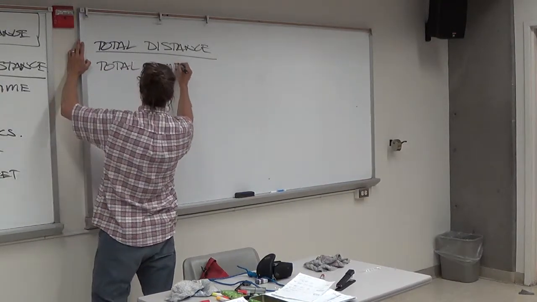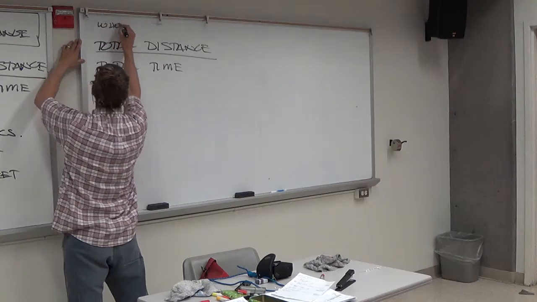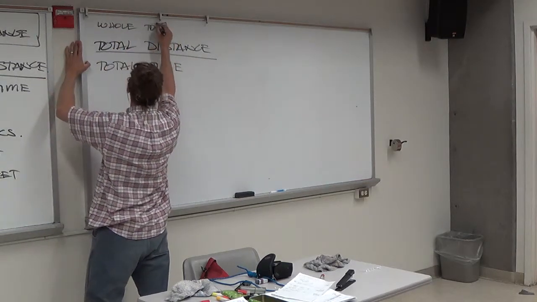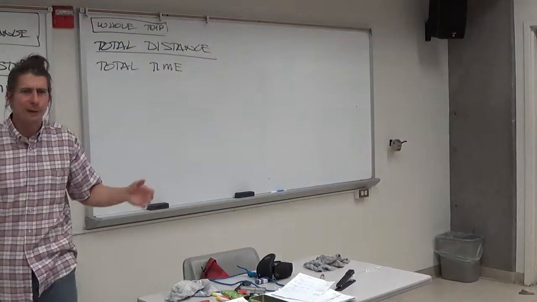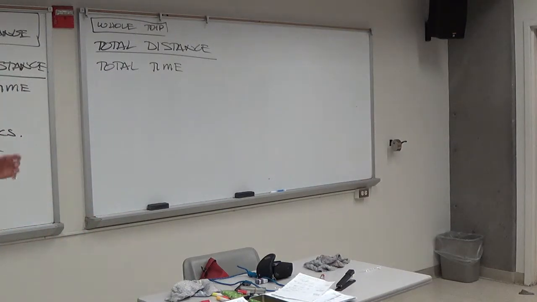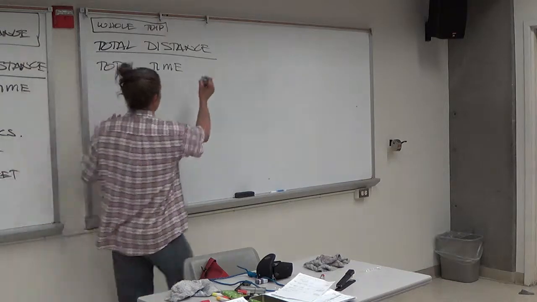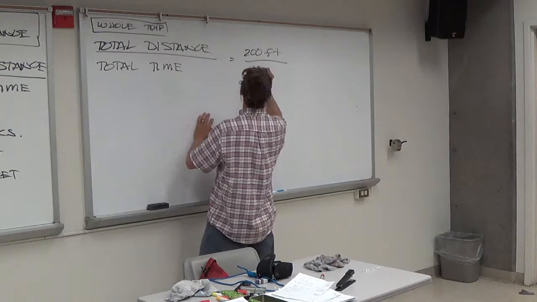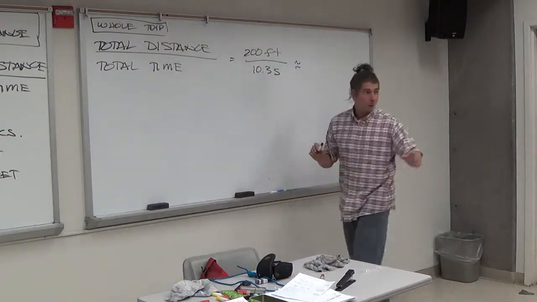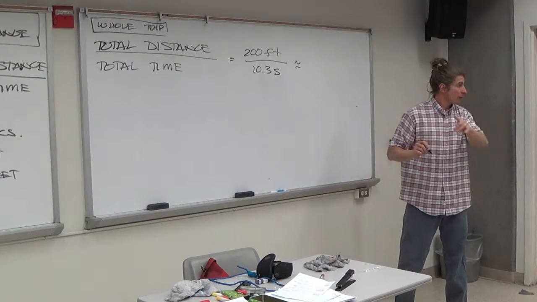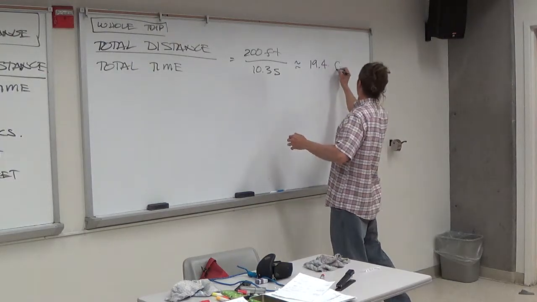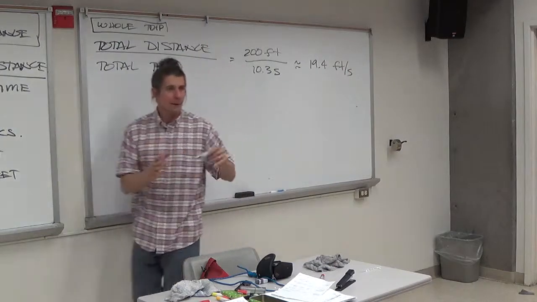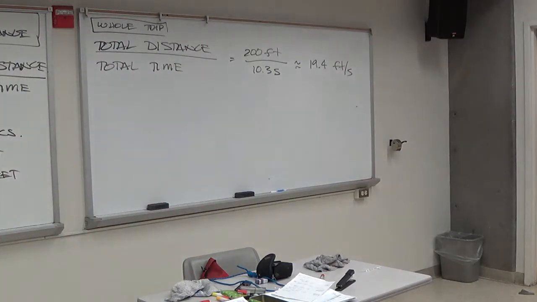Yep. So this is, I'm going to make a markup here, for the whole trip. Are you guys okay defining what I did as the whole trip? It's fair, whole trip, yeah. So the whole trip, total distance over total time, that was 200 feet over that 10.3 seconds, which ends up being 19.4 feet per second. Good. Now, that's not how fast I was going when I crossed the 200-foot marker. That's how much I averaged for the whole trip.